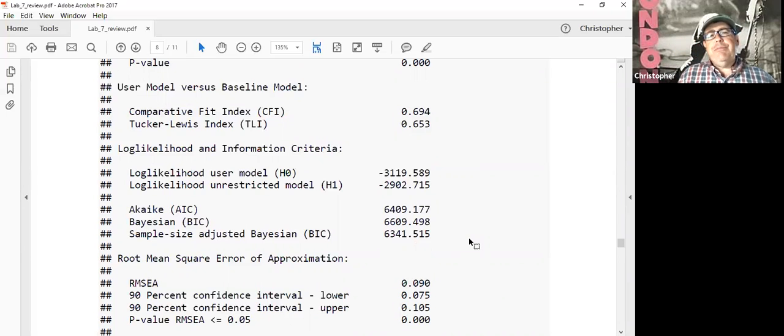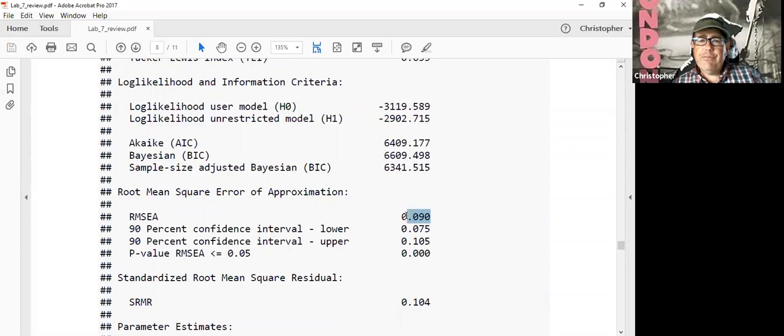All right, user model versus baseline model. Down below, these are where we start to get into some of the statistics that people will generally rely on. CFI is probably the biggest one here. CFI, comparative fit index. This is a value that ranges from 0 to 1, with 1 being best. In general, most sources would say if you're hitting around 0.95, you've got a model that conforms well to the actual data. Here we're clearly well below 0.95, not even close to 0.95. So that would indicate that we have a poor model.